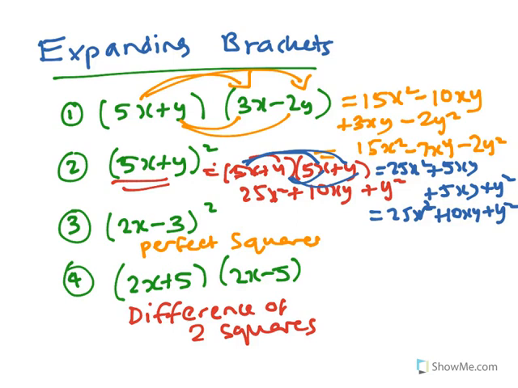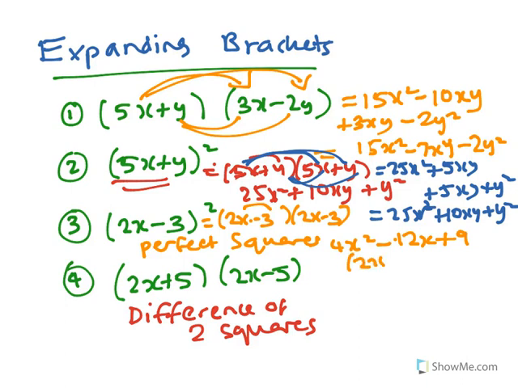So looking at this, it is a perfect square. The only thing is you've got the minus in the middle. So if you did it the quick way, it would be square the first, 4x squared. First times last times 2, which would be minus, 2 threes is 6. Double that, you get 12x. Square the last, you get 9.